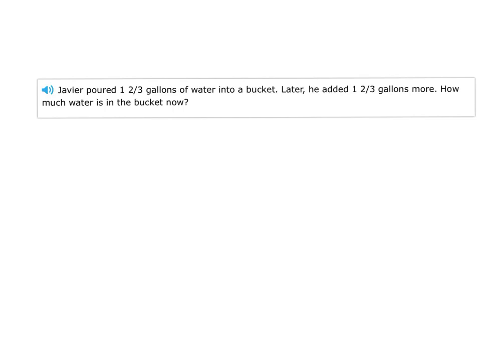Javier poured 1 2/3 gallons of water into a bucket. Later he added 1 2/3 more. How much water is in this bucket now? What word tells me if I'm going to add or subtract? Well, right here, the word more. And when they say the word more, they are adding on this one. So we've got to take 1 2/3 and add 1 2/3 more.